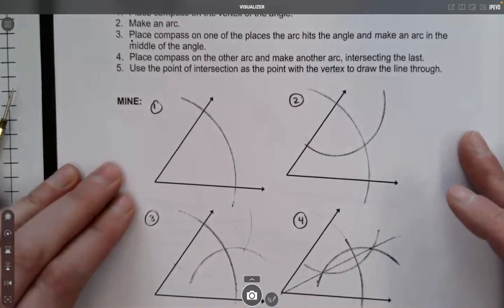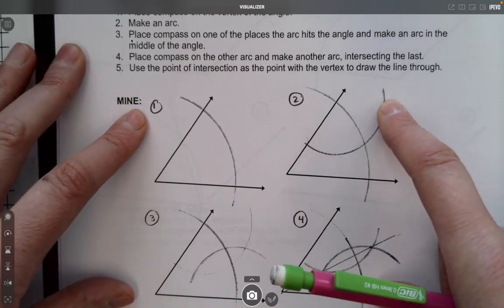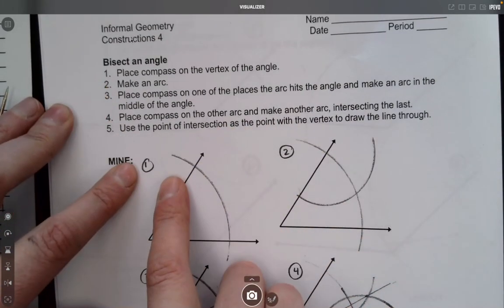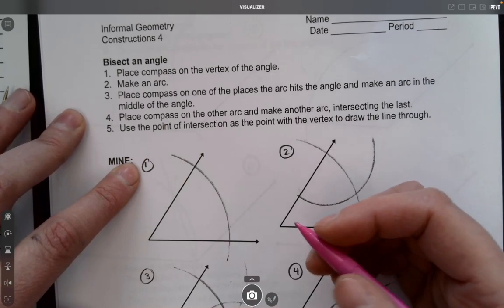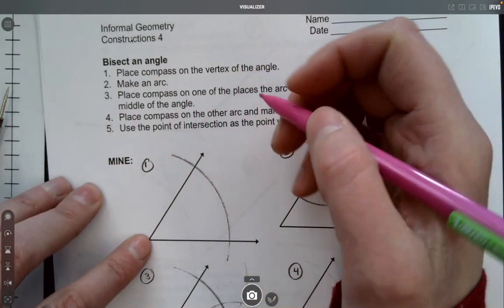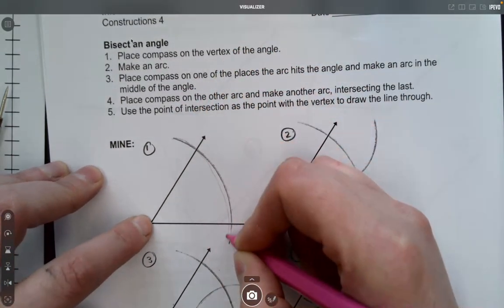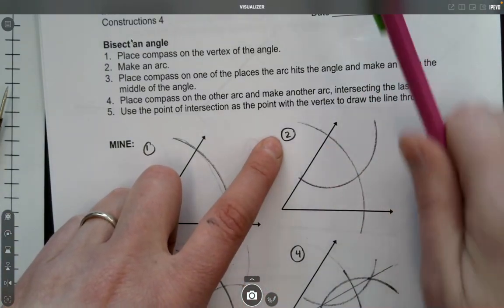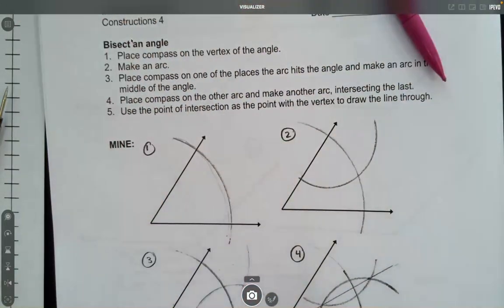So what I attempted to do here with these first 4 is kind of illustrate these steps for you. So what we're doing first is we are placing our compass on the vertex of the angle and we're making this arc. So step 1 is making an arc. And then our next step is we're going to look at bisecting this angle.